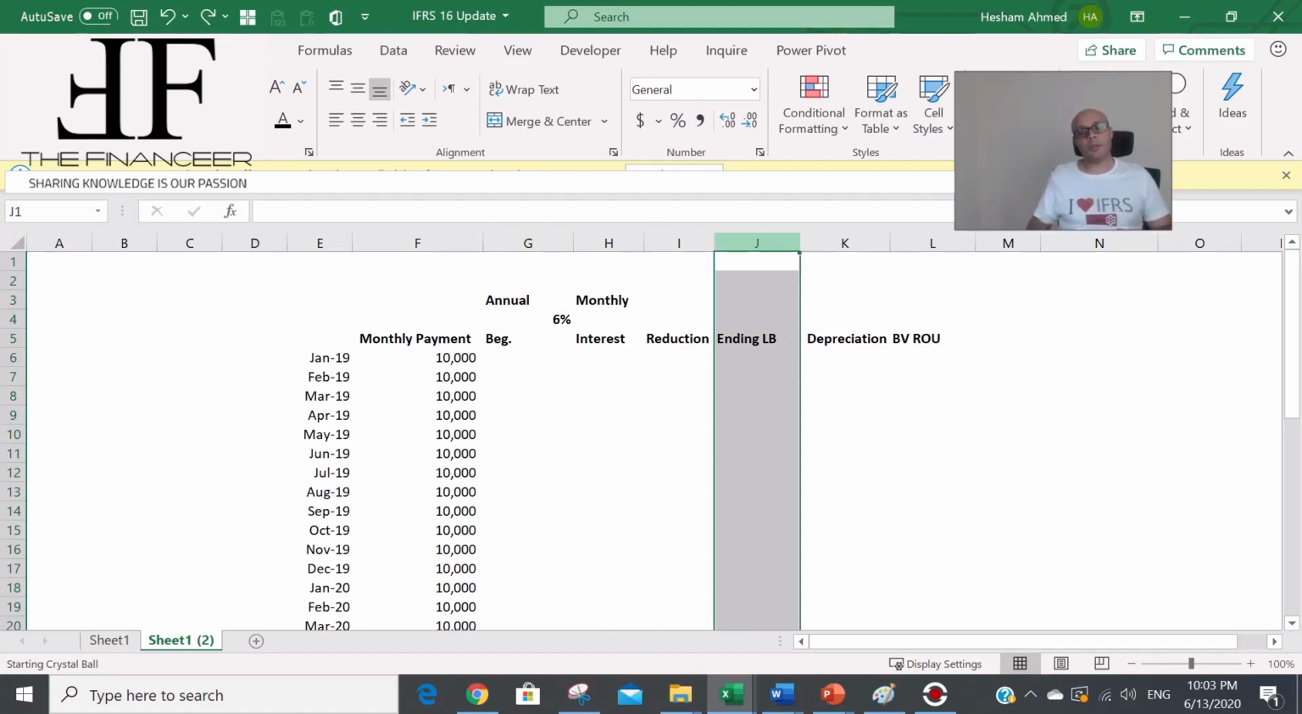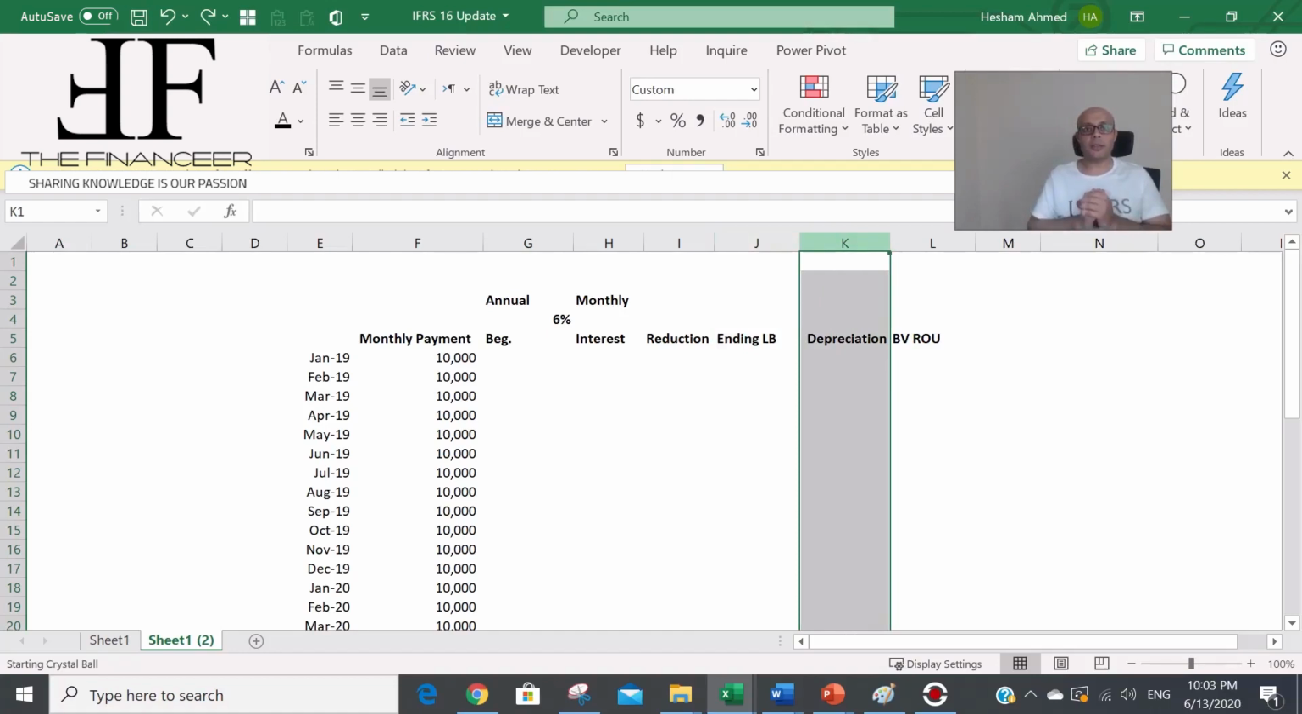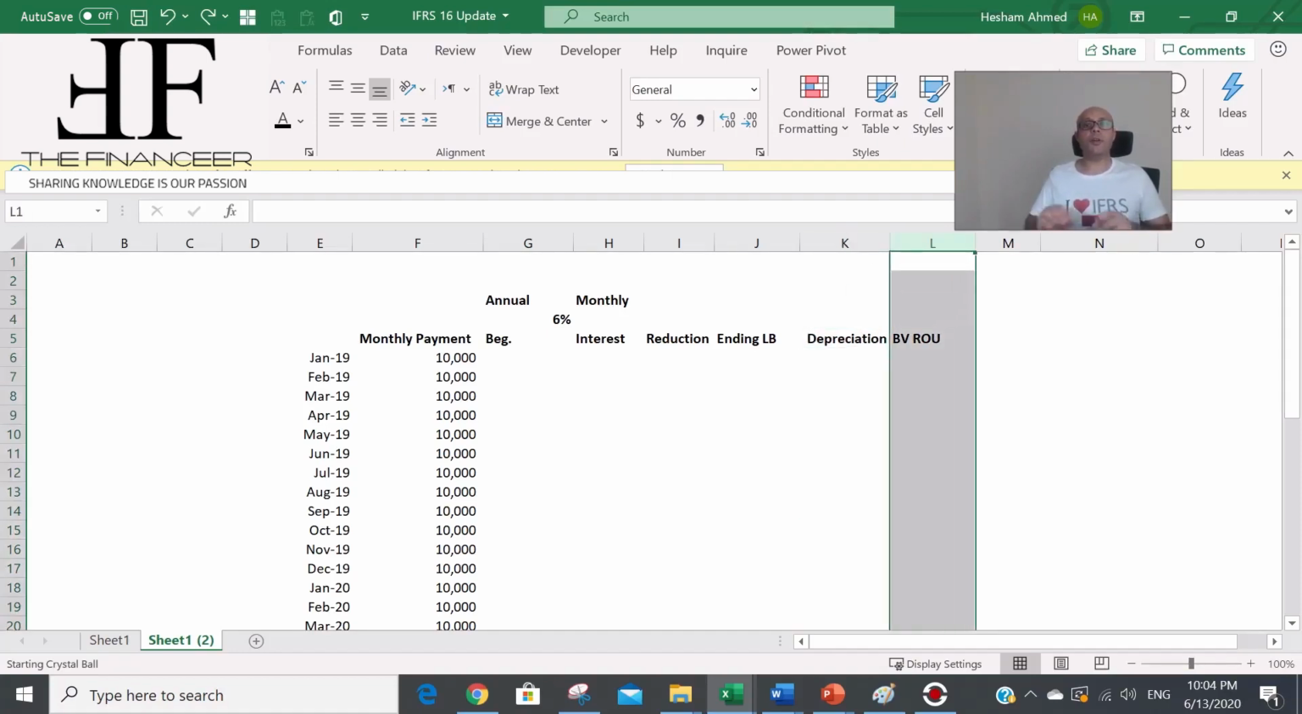And at the same time, you have to start recognizing the right-of-use asset from this lease contract. Because this is a long-term asset, you need to depreciate this right of use. So you are going to depreciate the right of use, and then you have to calculate the book value each month after the depreciation. So this is the story of what I'm going to calculate now in this financial model.